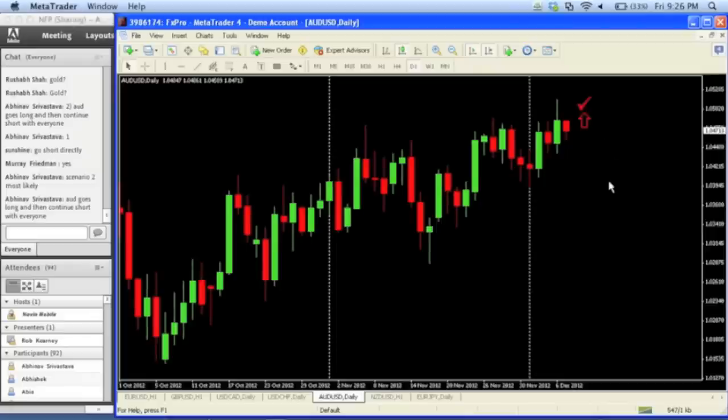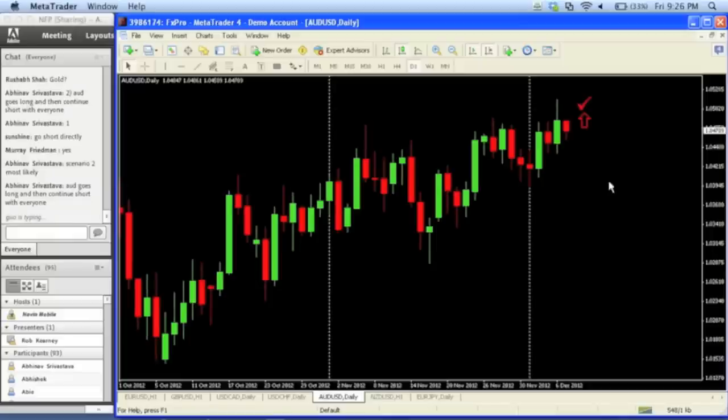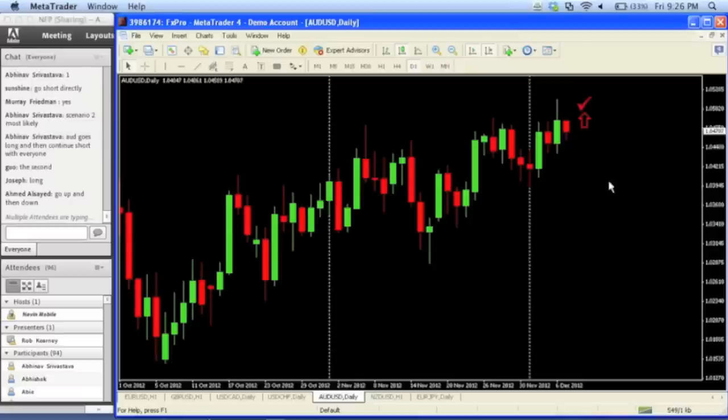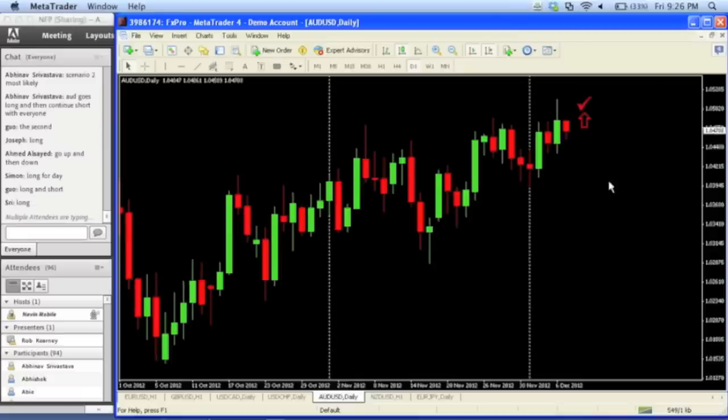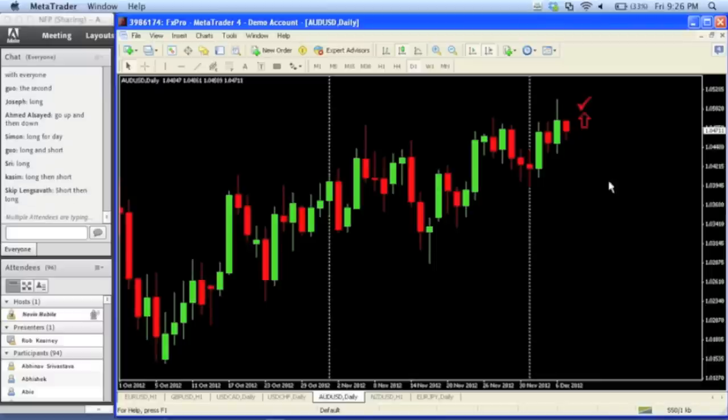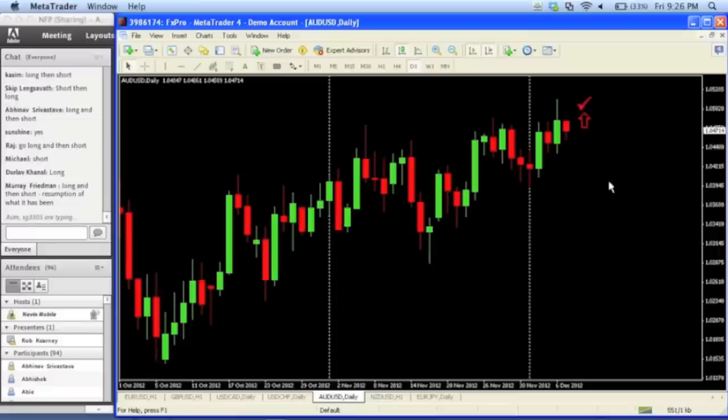Now, what scenario do you guys think it could possibly be between everybody? Everyone can participate in this one. What scenario do you think is possible? Do we go long and then we're going short, or are we headed long for the day? Go up and then down, long then short. There is that scenario. Now, we also have the situation where Aussie dollar and New Zealand dollar can actually go long while the other pairs do not go long because they have been in anti-correlation lately.